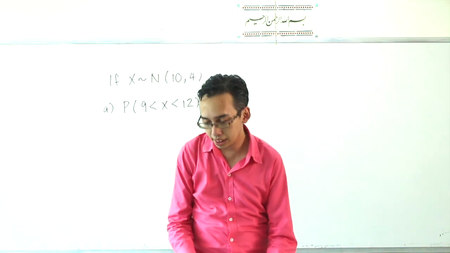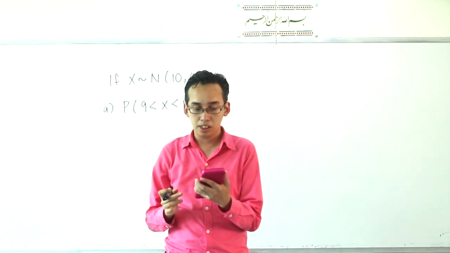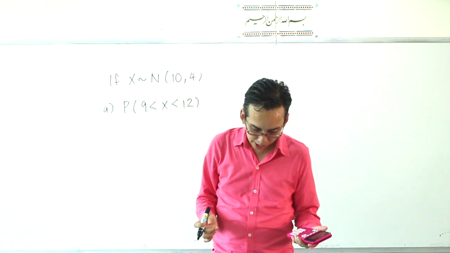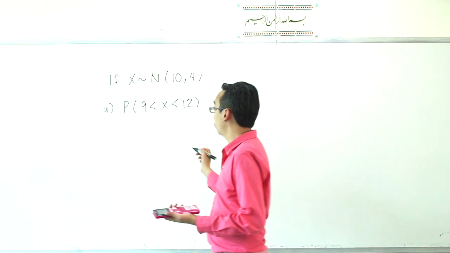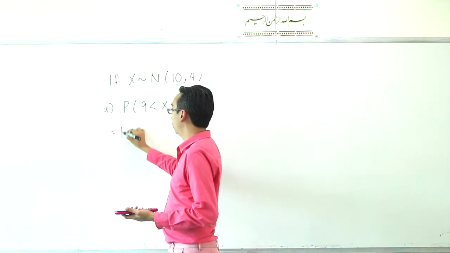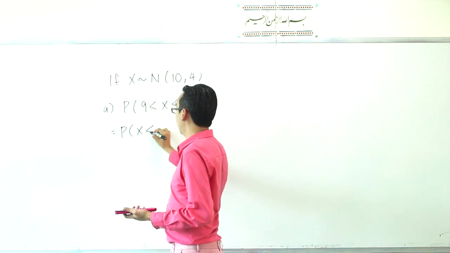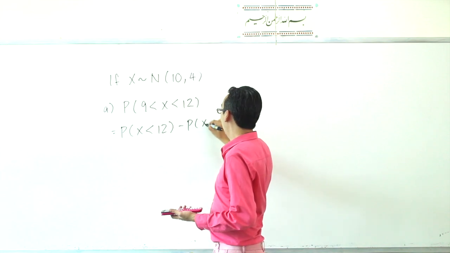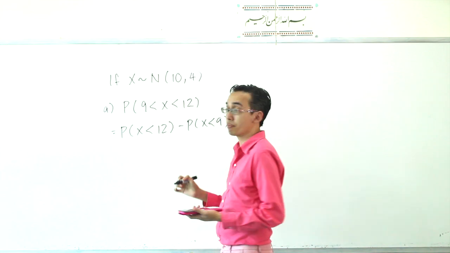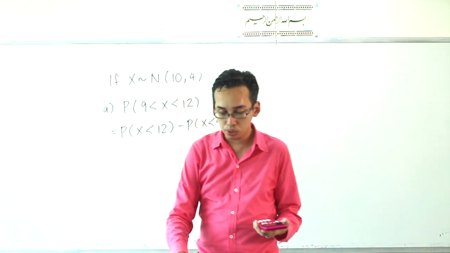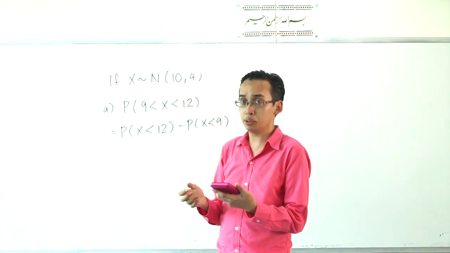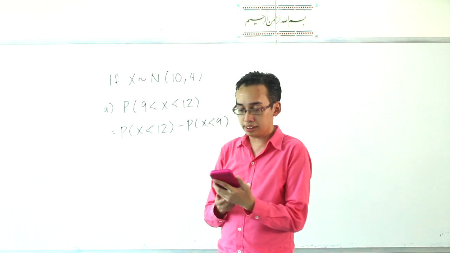To do that, you need to take out your calculator, your GDC, and turn it on. You're supposed to calculate that particular probability. We have learned before, to find this, we need to find probability X is less than 12, subtract probability X is less than 9. We've done this in Poisson and binomial probability distribution. So let's try it out.